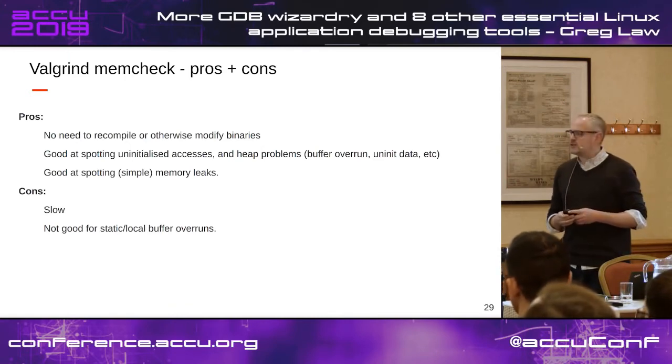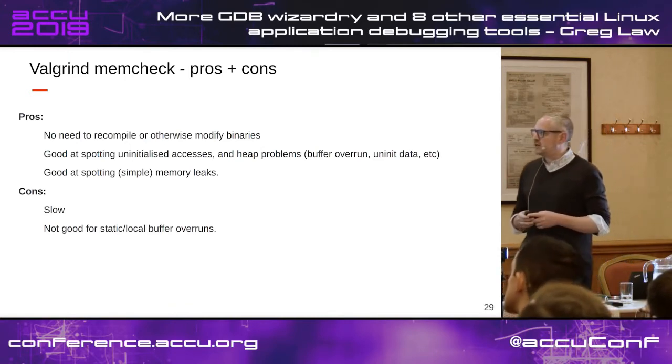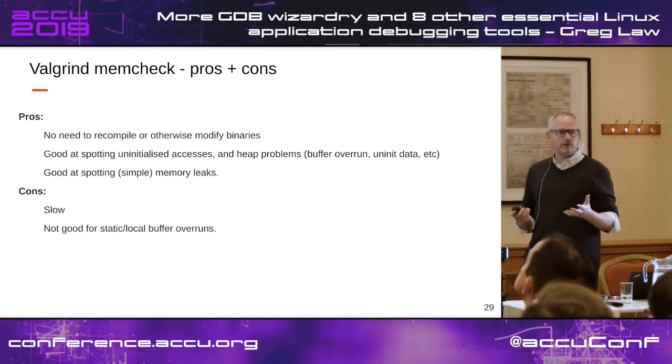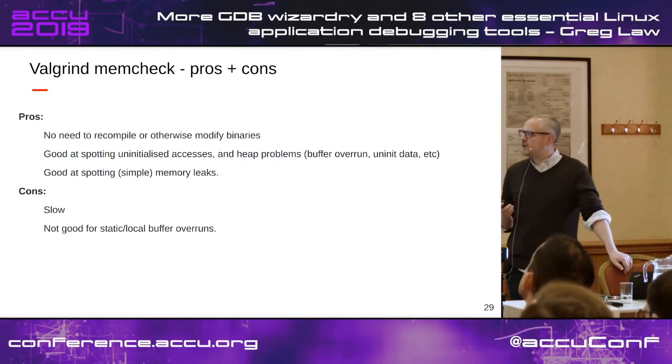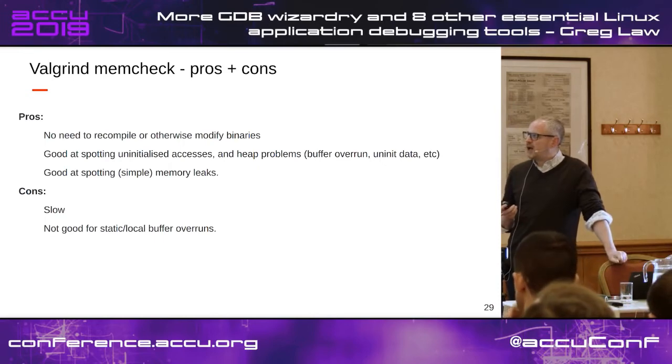So a good thing about Valgrind is you don't need to recompile your binaries or anything. You might not even have the ability, you might just have a binary that you're looking at, as I said in that example before. It's very good at finding uninitialized accesses. If you do a buffer overrun on the heap, it doesn't seem to spot it, at least in my experience.